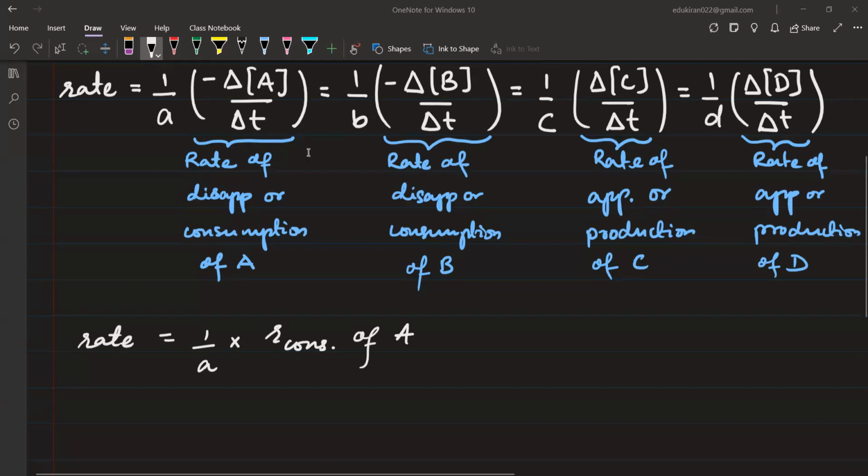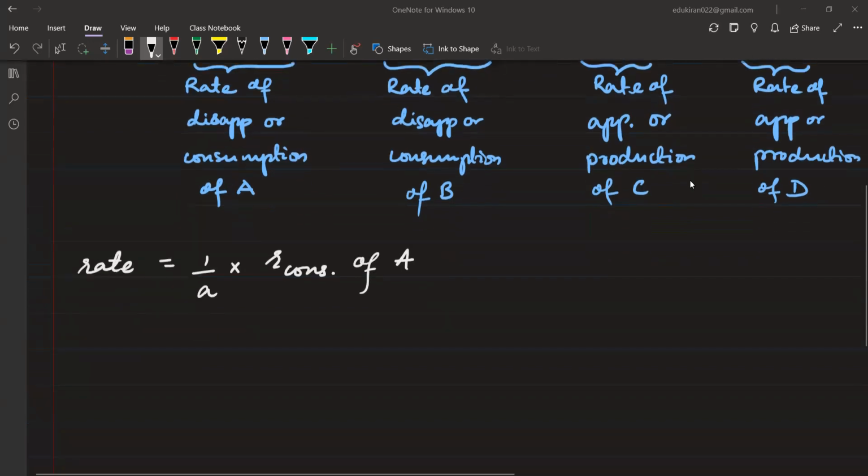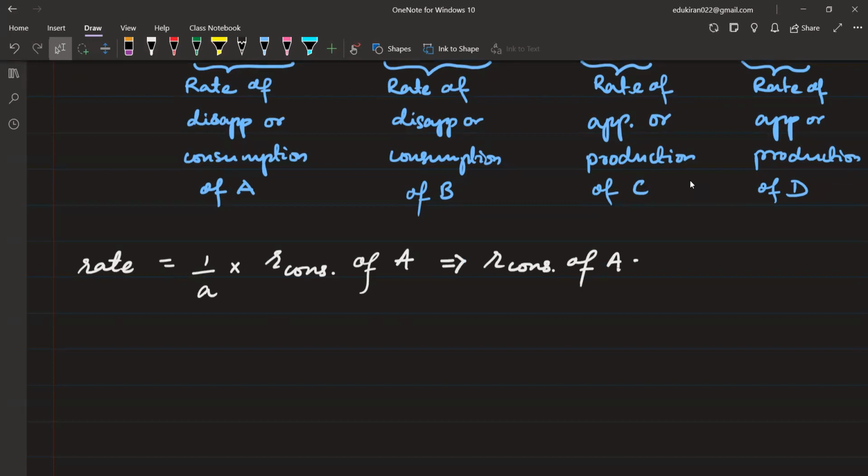है ना? Similarly, tell me. Acha. Now, can I write it like this? That means, implies that rate of consumption of A will be equal to A times the rate of reaction, and I'm writing ROR. आप समझ जाएंगे? Rate of reaction. Yes or no, please tell me.